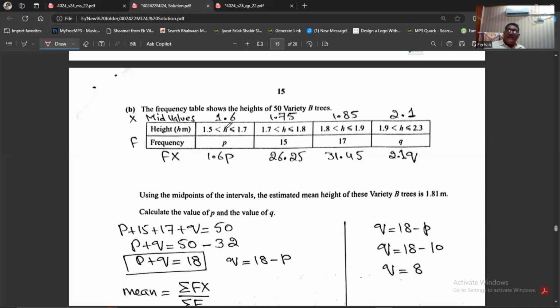If there are two variables, we will need two equations. One equation is that when I add the frequencies, the total sum will be 50. So P plus 15 plus 17 plus Q is equal to 50. So P plus Q is equal to 50 minus 32. So P plus Q is 18. This is my first equation.